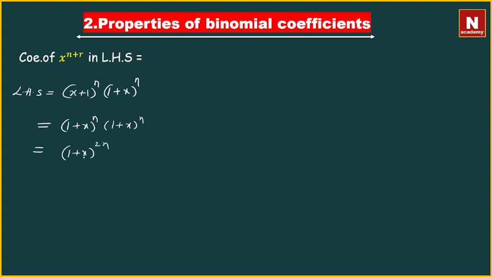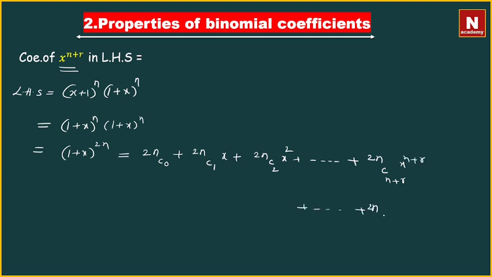In this LHS, we have to find the coefficient of x power n plus r. Actually, this expansion is in this form: (1 plus x) whole power 2n expansion is 2nC0 plus, here the index is 2n, that's why 2nC1 x plus 2nC2 x square, and so on, 2nC(n plus r) x power n plus r, and so on, 2nC2n x power 2n. The coefficient of x square is 2nC2. The coefficient of x is 2nC1.